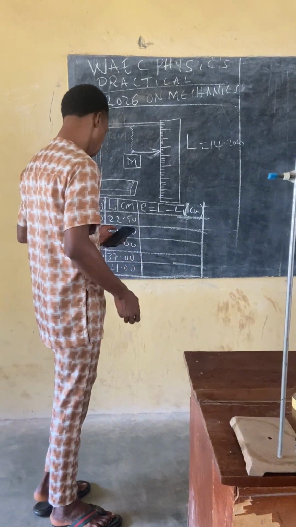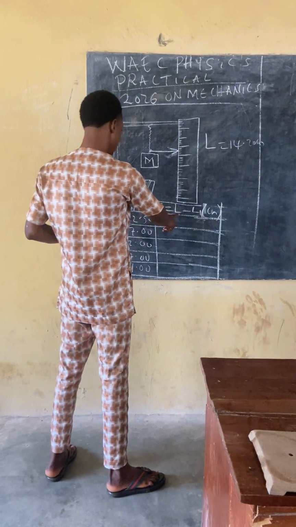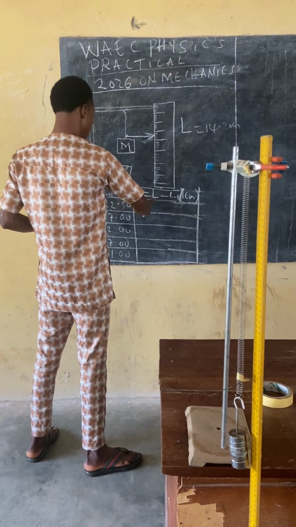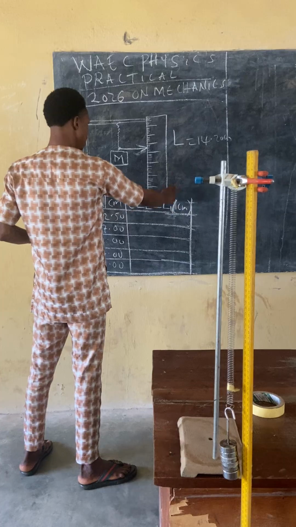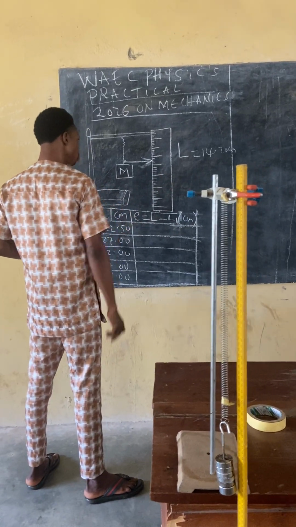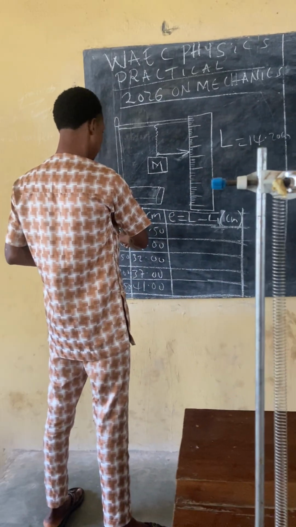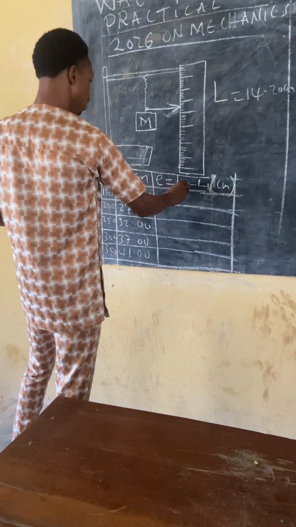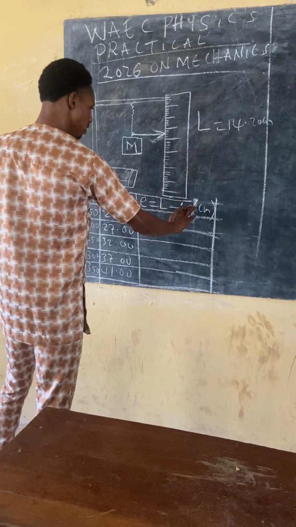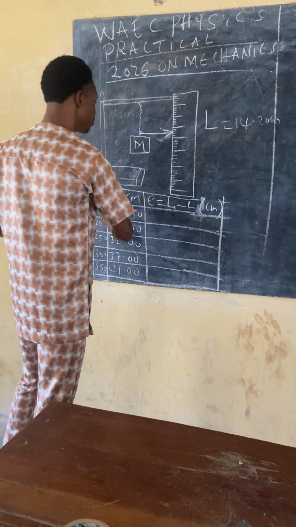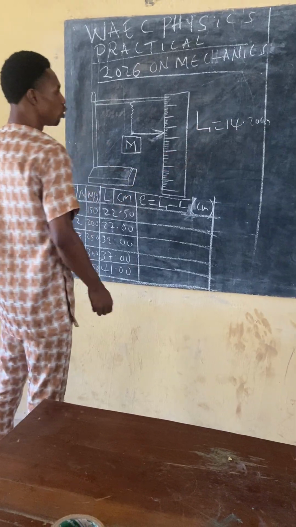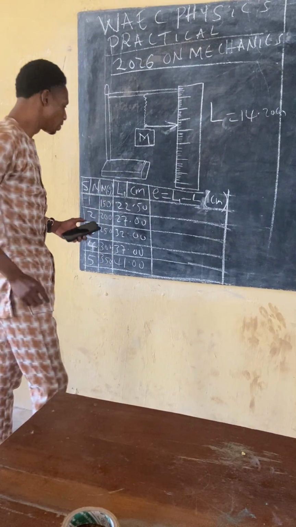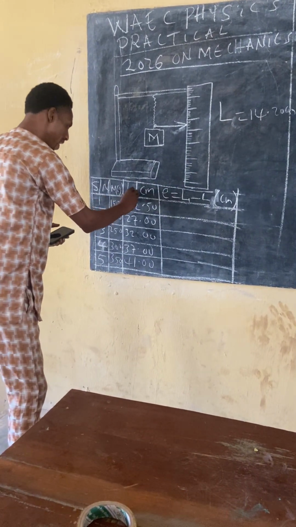Now we need to get the extension. Extension equals L minus L1. This L is increasing, and let me take the original value to be L1. So extension equals the new length minus the original length, which is 14.20.